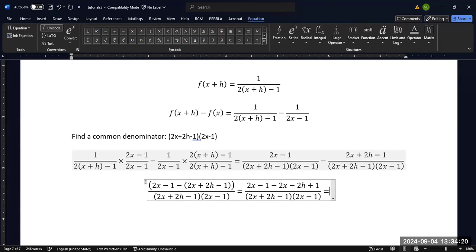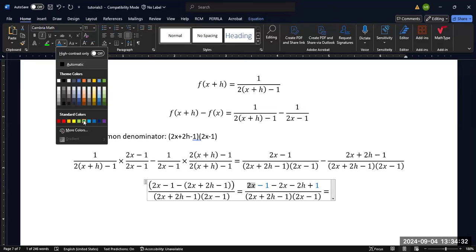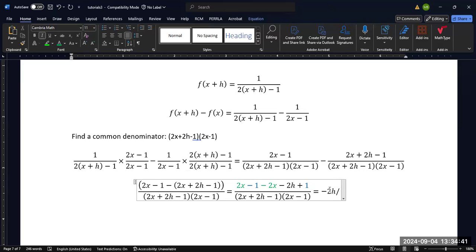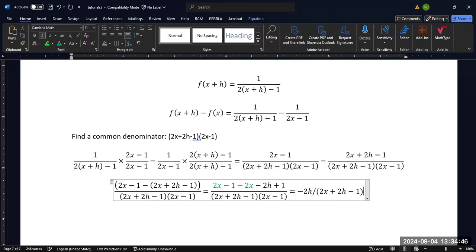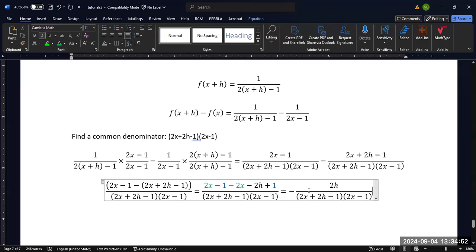Like so. What can we cancel? Here's our minus 1 with our plus 1. And here's our 2x with our minus 2x. And so what we'll be left with is minus 2h all over 2x plus 2h minus 1 and 2x minus 1. Now, this was just the numerator of our difference quotient. This was just derived from this.